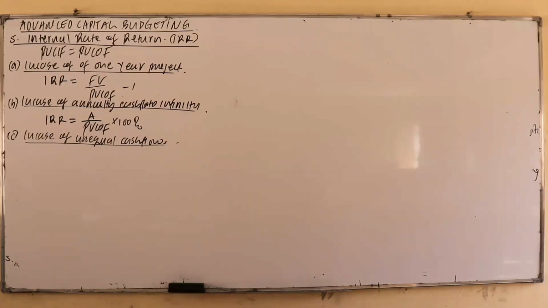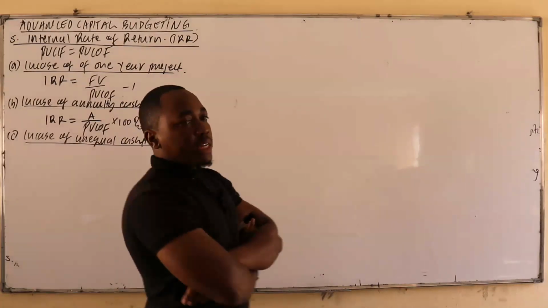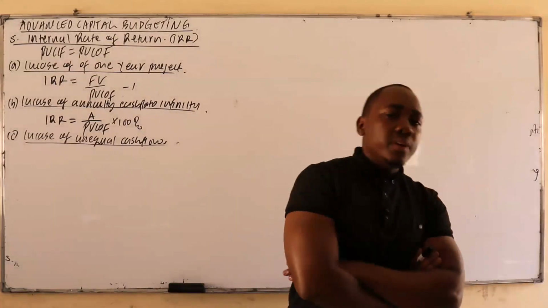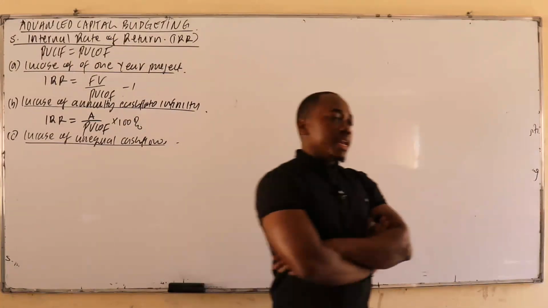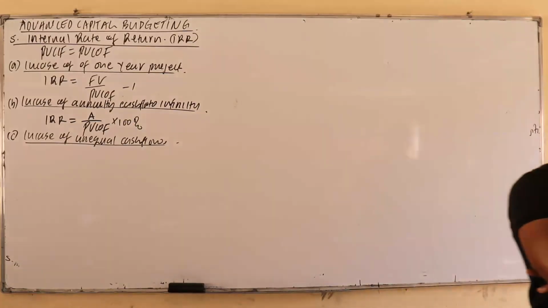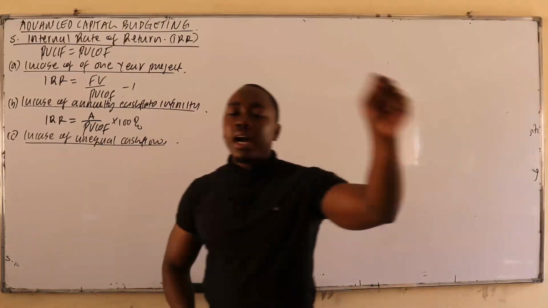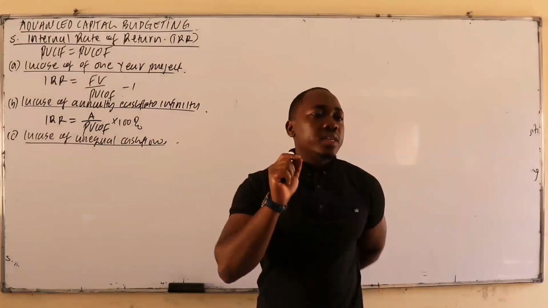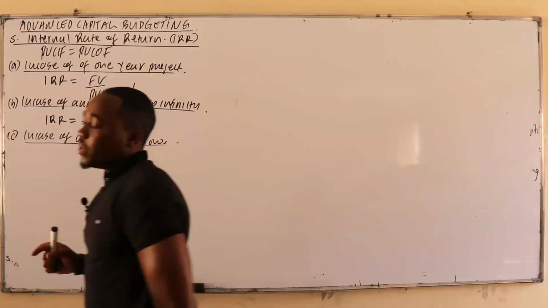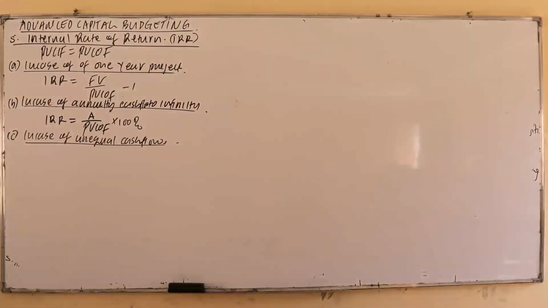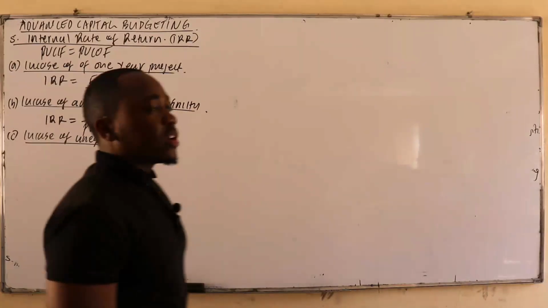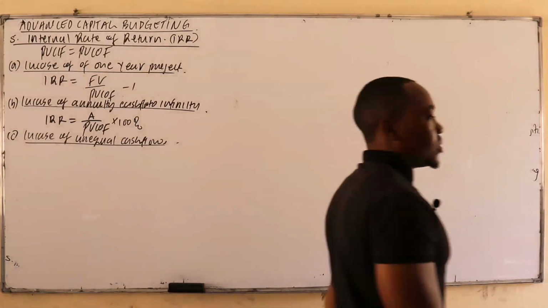Step number two, if the NPV computed above is positive, recompute using a higher discounting rate.